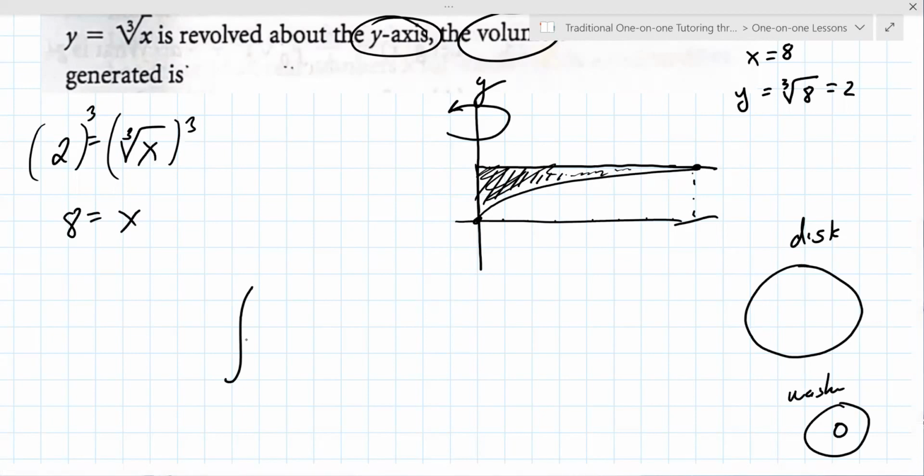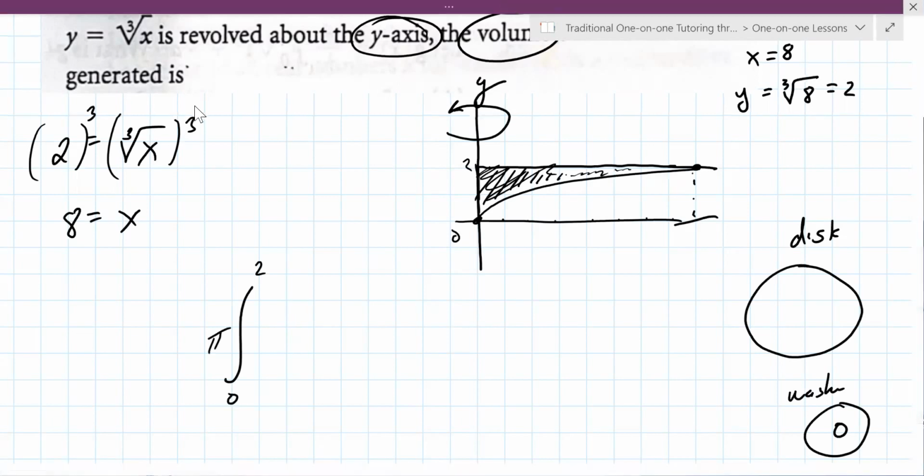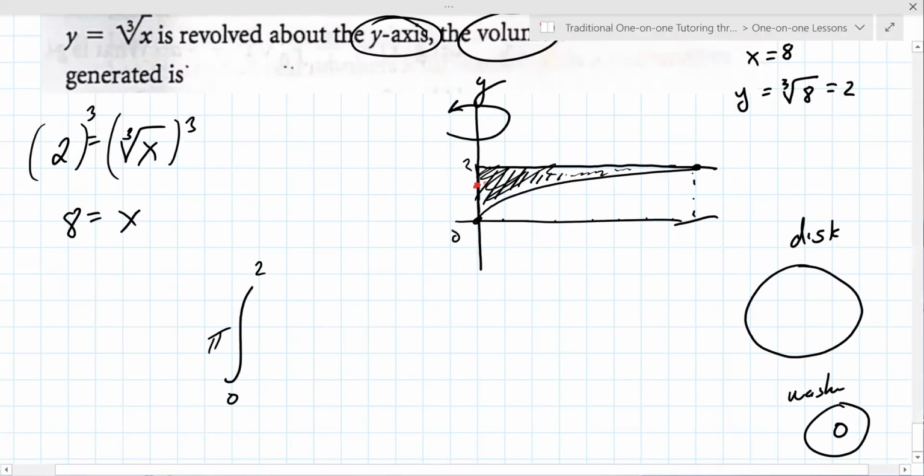Okay, now we're doing it with respect to y, so you need the y coordinates here, 0 to 2, and it's pi r squared. Your r is the distance from your axis to the curve. And for your curve here, you have to solve for x. x is y cubed. You're solving this thing right here for x.